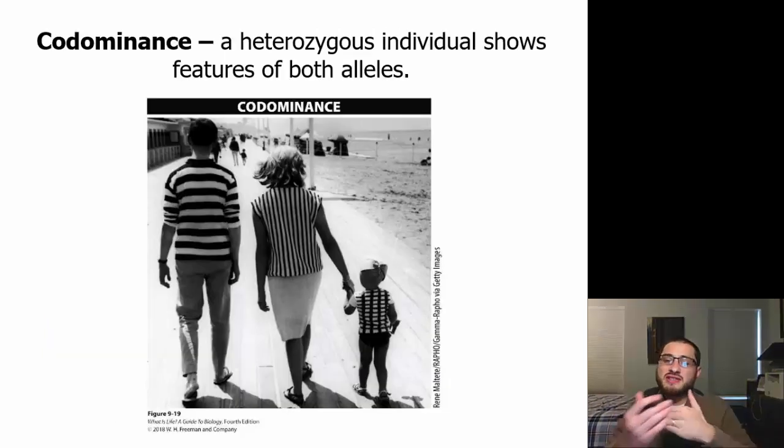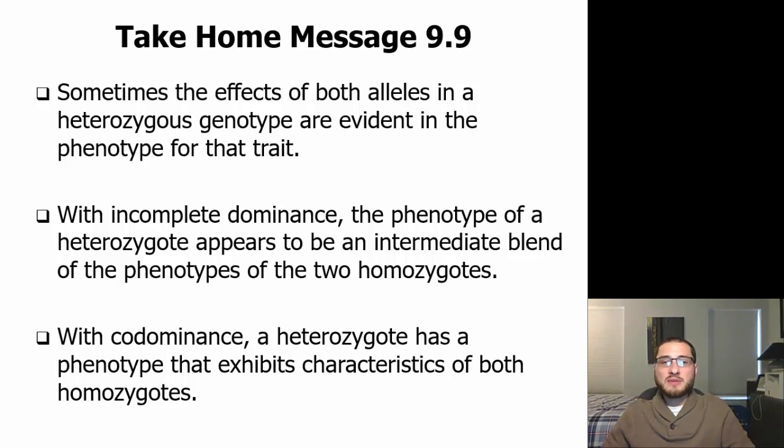There's also codominance. So heterozygous individuals show features of both alleles. I shouldn't say blending. Blending is more incomplete dominance. Codominance is having both. Okay, so they show you this example of, hey, if the father is wearing stripes like this and the mother's wearing stripes like this, he kind of has a plaid thing going on, or checkered thing going on. So sometimes the effects of both alleles in a heterozygous genotype are evident in the phenotype for that trait, if they are showing incomplete dominance or codominance. With incomplete dominance, you see that they are kind of an intermediate or a blending of the two. With codominance, you're going to see that both are shown.